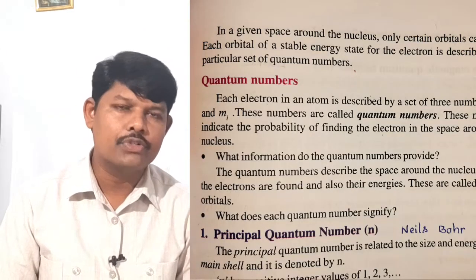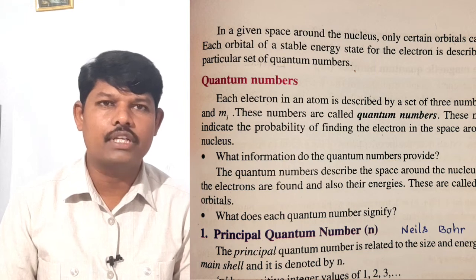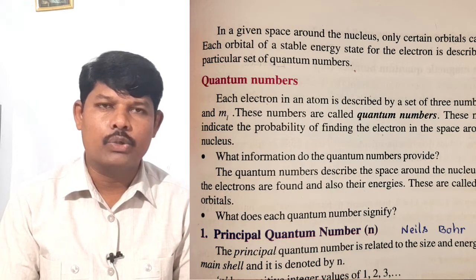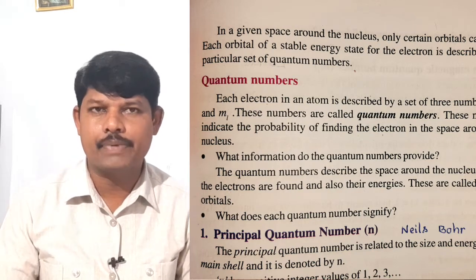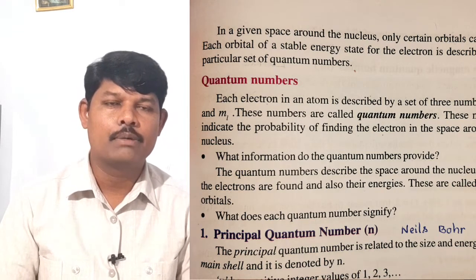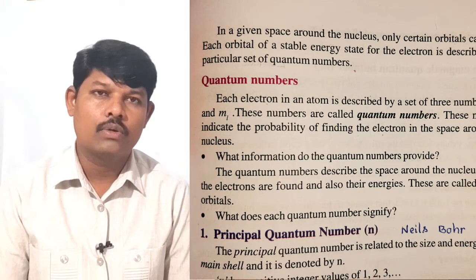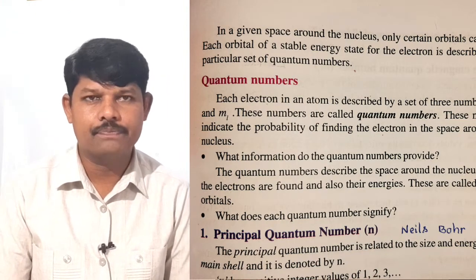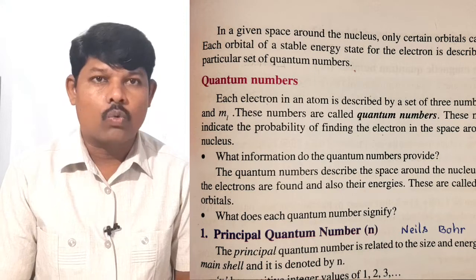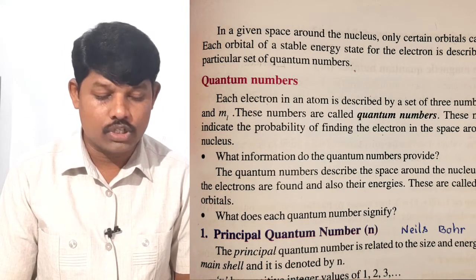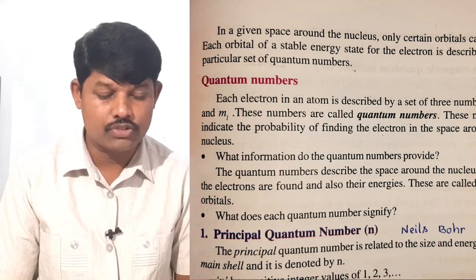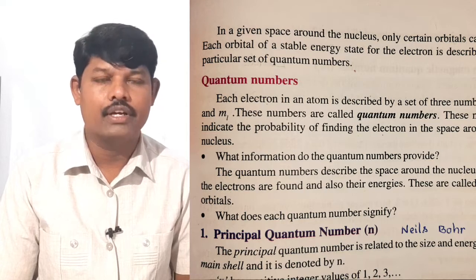These numbers are useful to find the position of the electron around the nucleus. That means in the space around the nucleus, where the electron is present, we can find out by using these quantum numbers. What information do quantum numbers provide? The quantum numbers describe the space around the nucleus where the electrons are found and also their energies. These are called atomic orbitals.